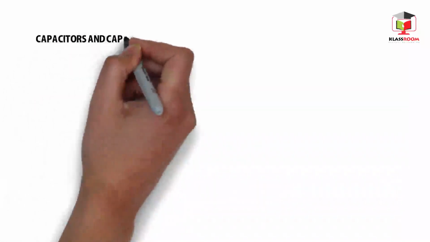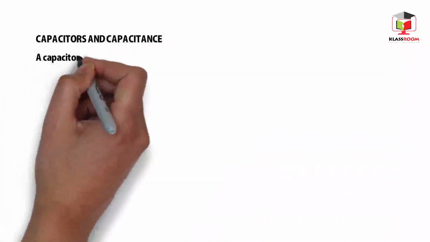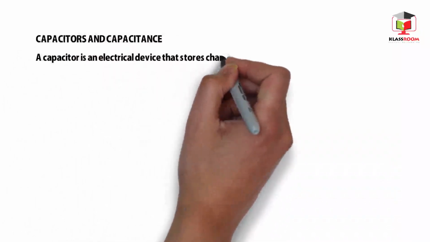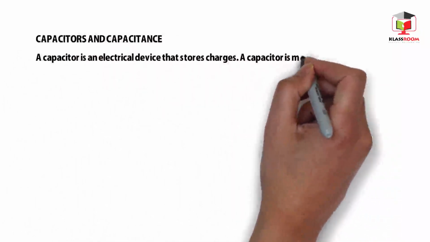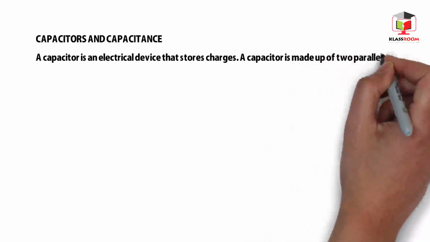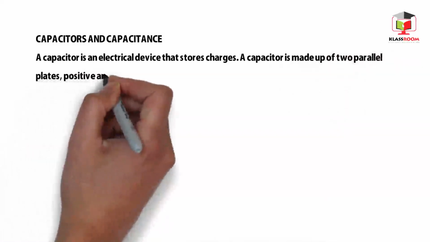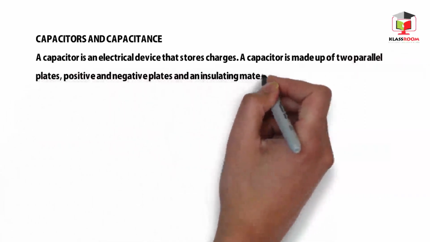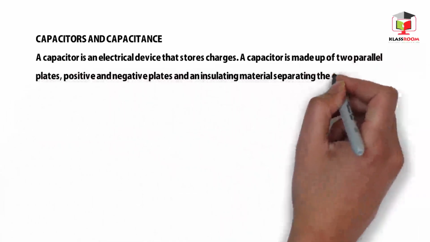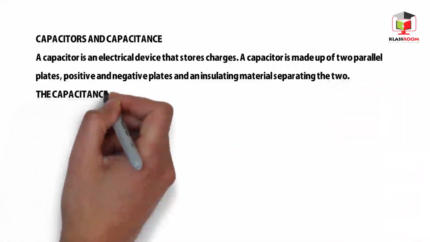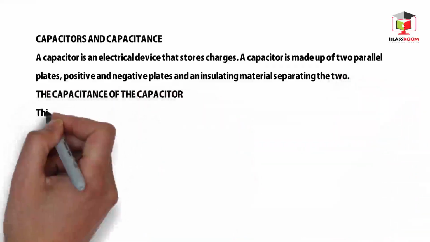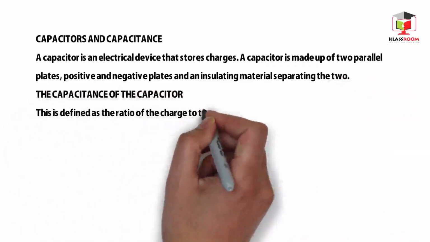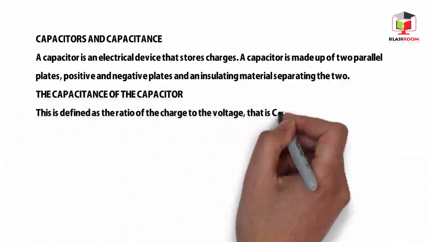Capacitors and capacitance. A capacitor is an electrical device that stores charges. A capacitor is made up of two parallel plates, positive and negative plates, and an insulating material separating the two. The capacitance of a capacitor is defined as the ratio of the charge to the voltage. That is C equals Q over V. When cross multiplied, Q equals CV.